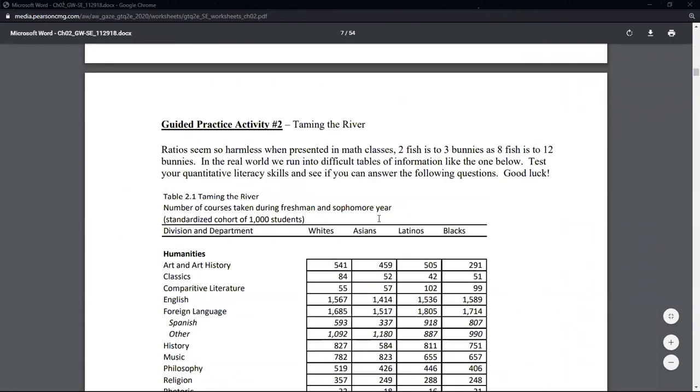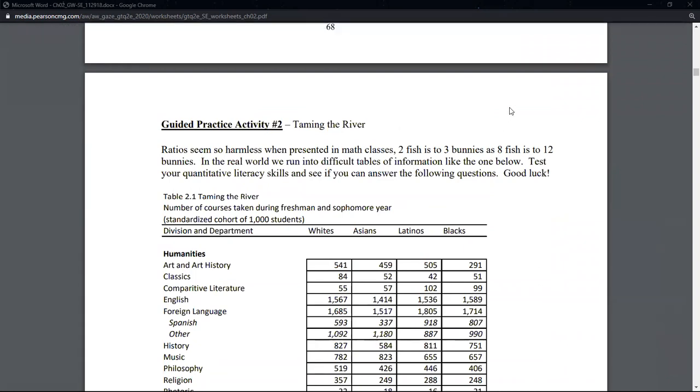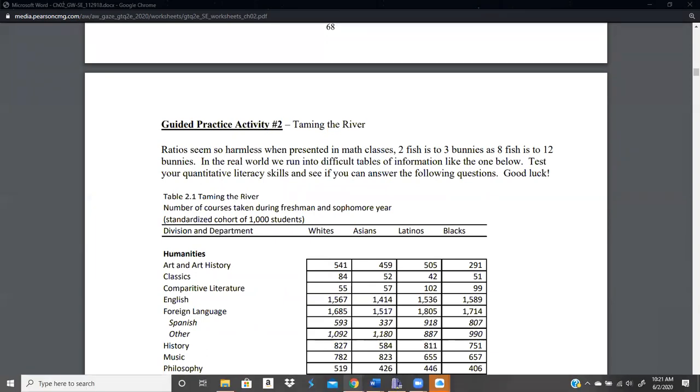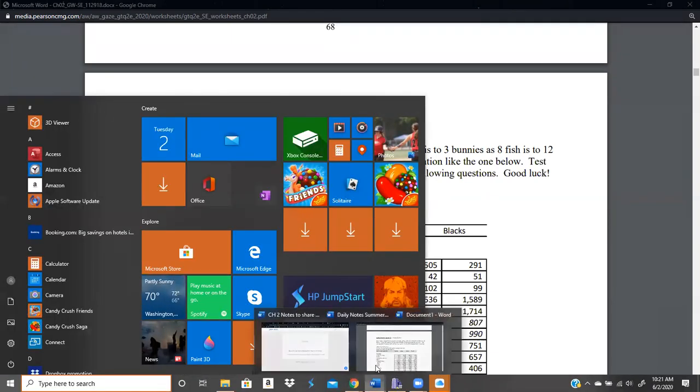So ratios seem so harmless when presented in math class. 2 fishes to 3 bunnies as 8 fishes to 12 bunnies. In the real world, we run into difficult tables of information like this one. So that's why I had earlier, here's the basic math class table.